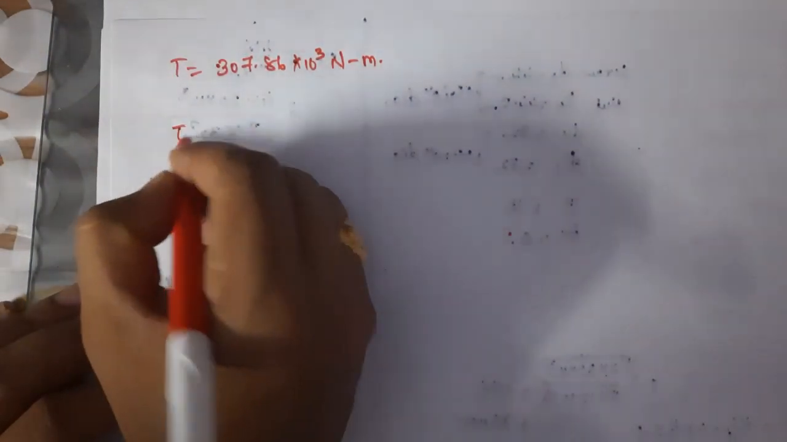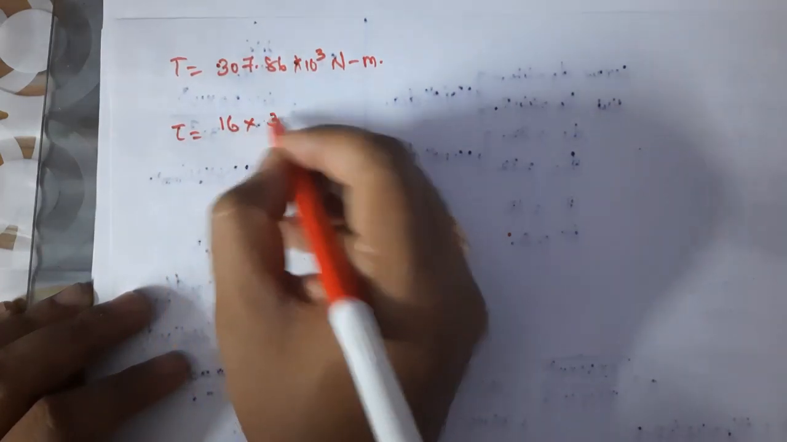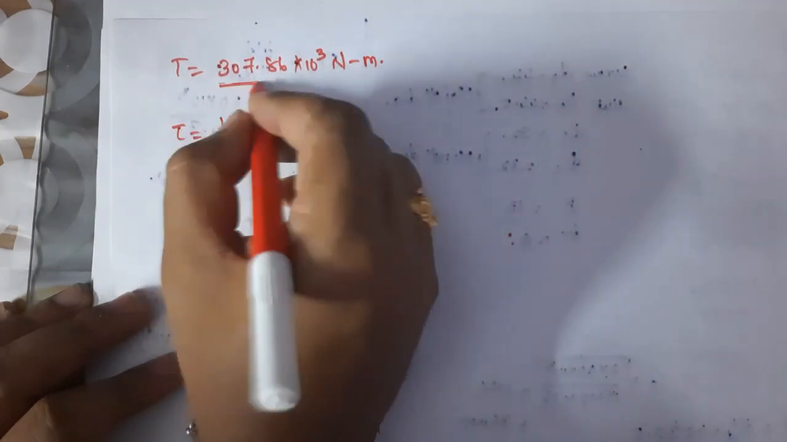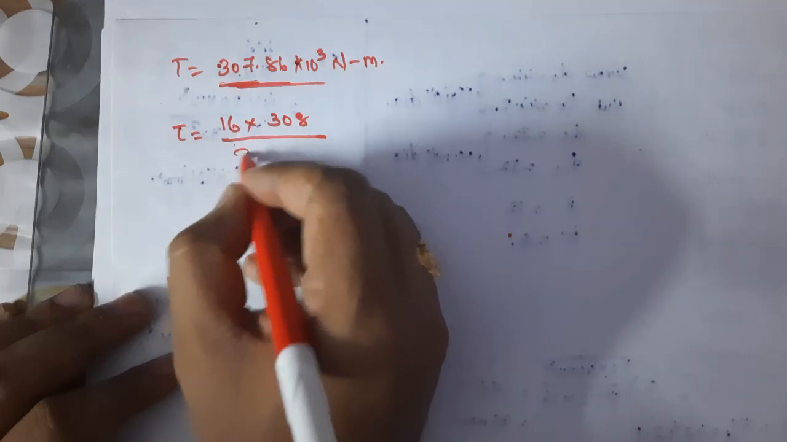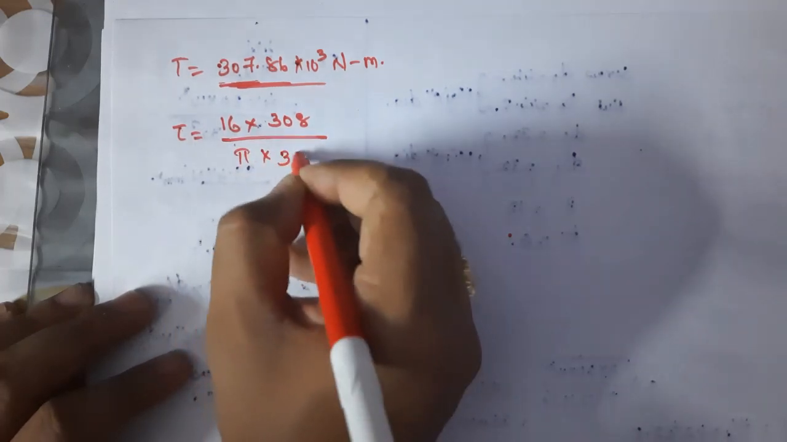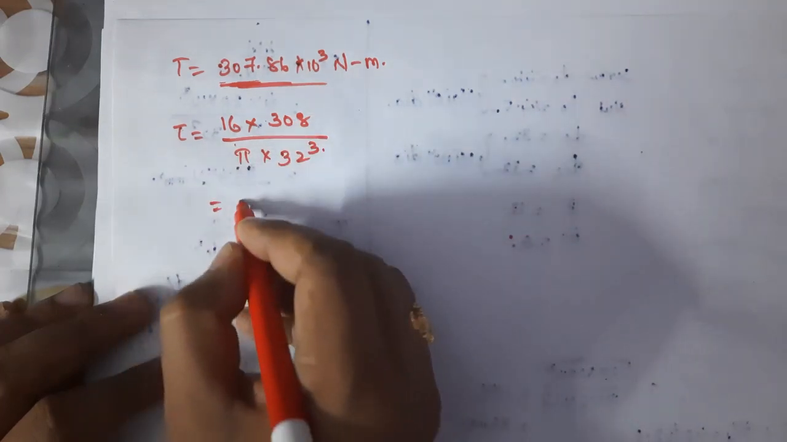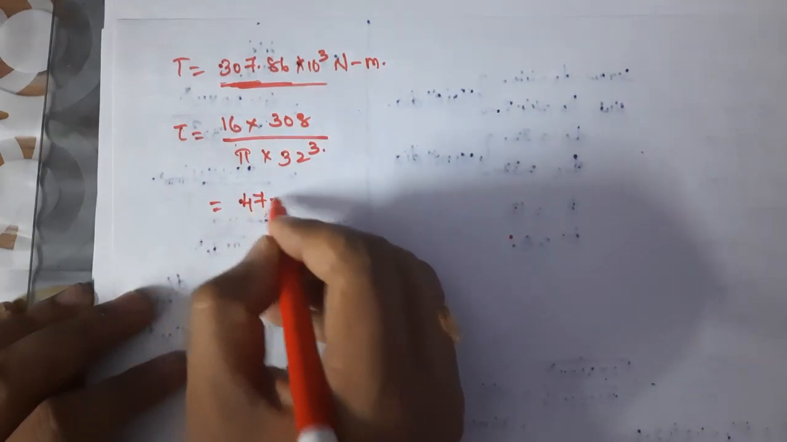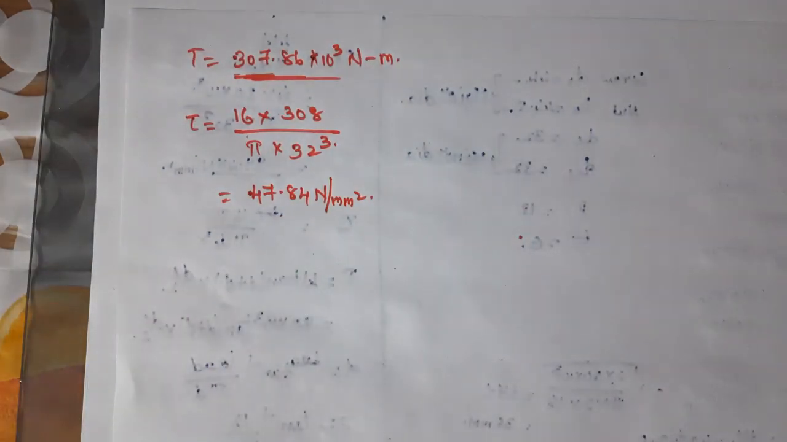After that we need to calculate the torsional shear stress, that is 16 into 308 by, the torque value will be this one only. I have just made it a round figure, pi into 32 cube. After calculation I have got an answer of 47.84 Newton per mm square. Just try to do that calculation and tell me the answers.